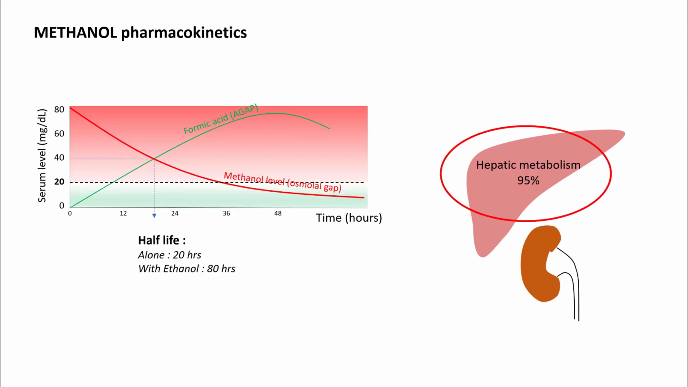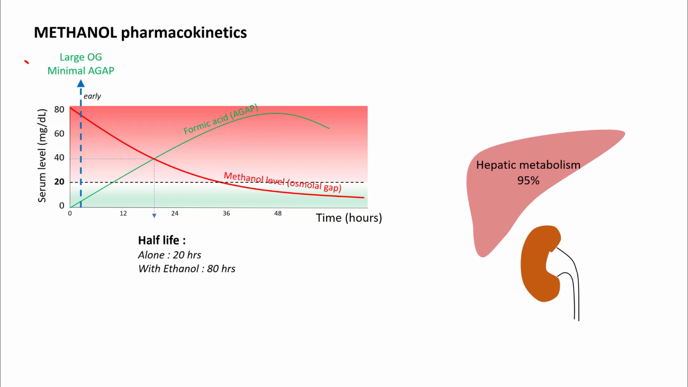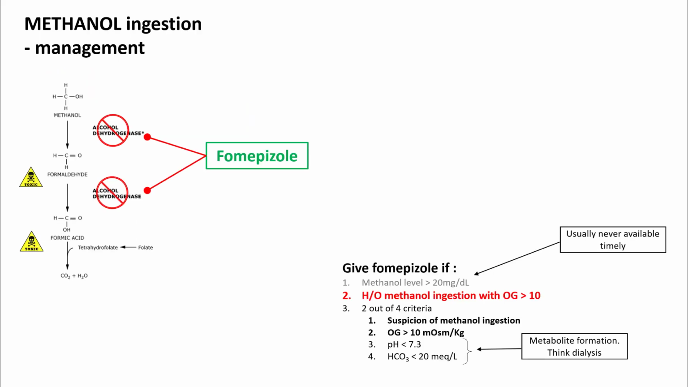Methanol is completely metabolized by the liver and half-life is around 20 hours. If you have concomitant ethanol ingestion, half-life can be prolonged up to 80 hours. You have to understand that early in the presentation you will have a large osmolar gap with minimal anion gap. However, in late presentation you will have a smaller osmolar gap as methanol has been metabolized to formic acid and has caused a large anion gap now. The most important thing in methanol ingestion is use of fomepizole, which inhibits your alcohol dehydrogenase.